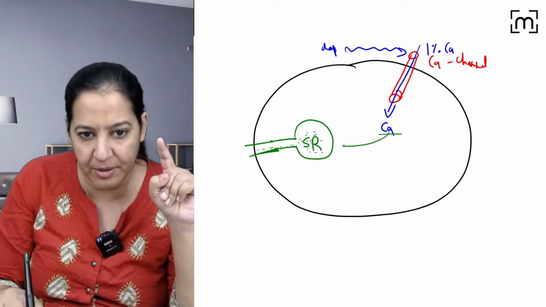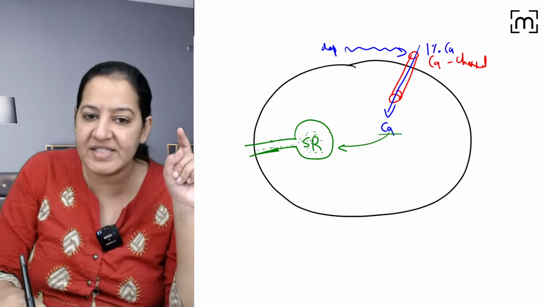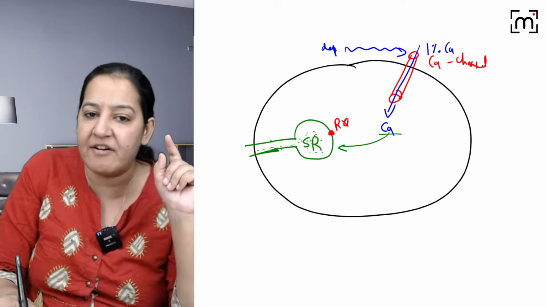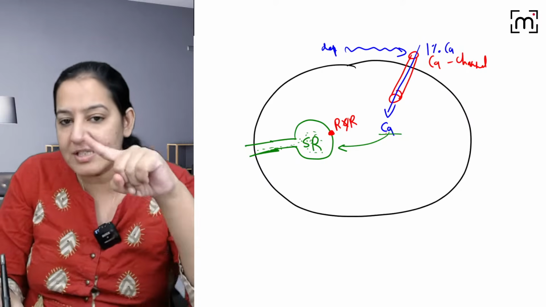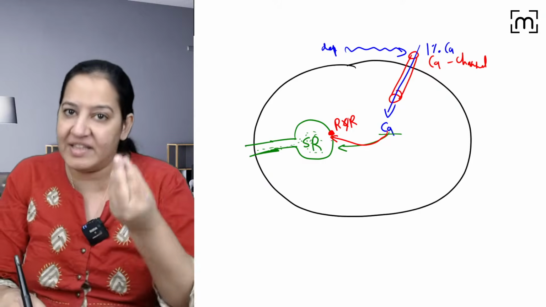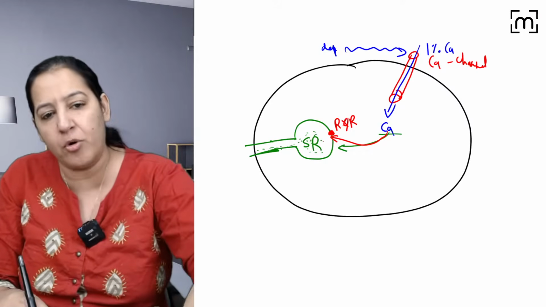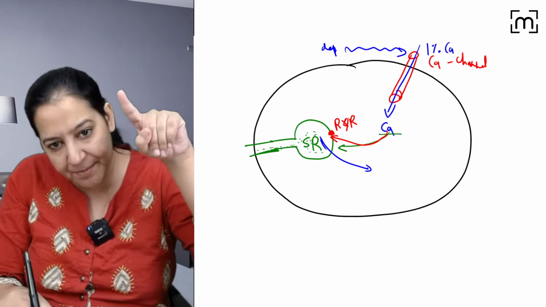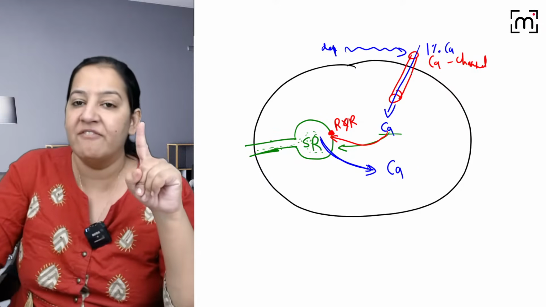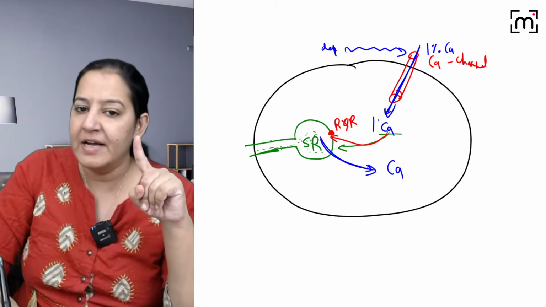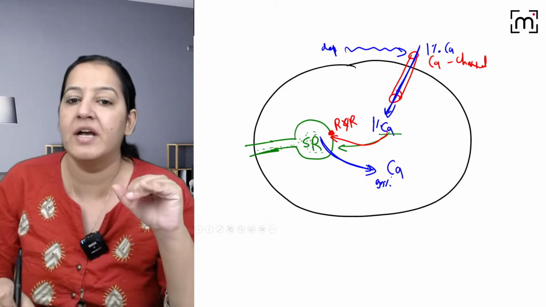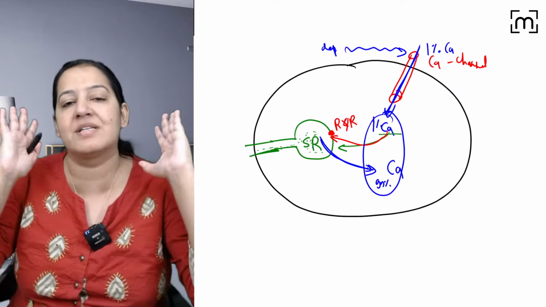This small amount of calcium will go here, and on the surface, other receptors are present, which are known as RYR, the ryanodine receptor. So this small amount of calcium stimulates the ryanodine receptor. They get stimulated, they will open, and all the abundant calcium present inside the sarcoplasmic reticulum also comes into the cytoplasm. So basically 1% is coming from outside and the remaining 99% is coming from the internal storage only. So total 100% calcium is present in the cytoplasm now.